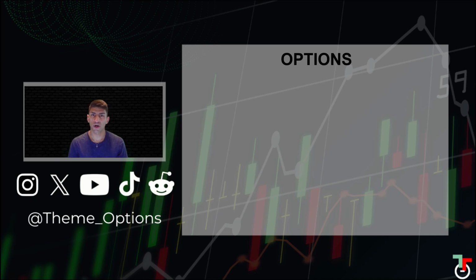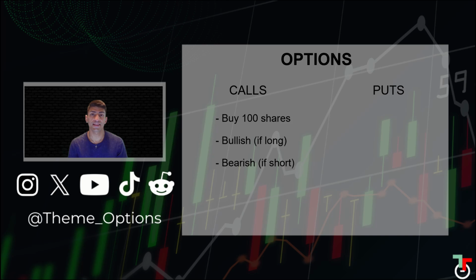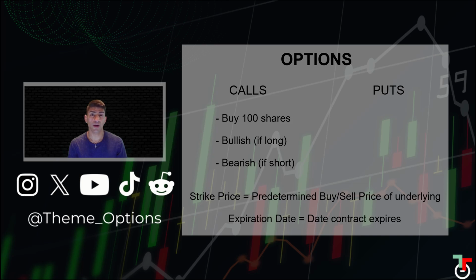Options. What are they? There are two types of options contracts, a call and a put. A buyer of a call contract has the option, or the right, to buy 100 shares of an underlying at a specified price, or strike price, by a specified date, or expiration date. If you long or buy a call contract, you have a bullish market outlook because you want the stock to go higher. What about a put contract?